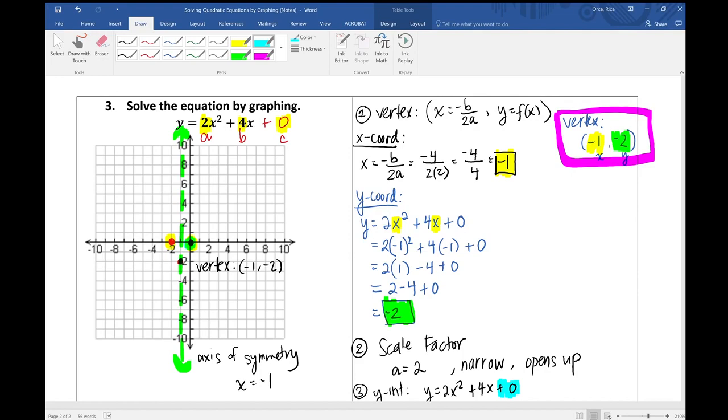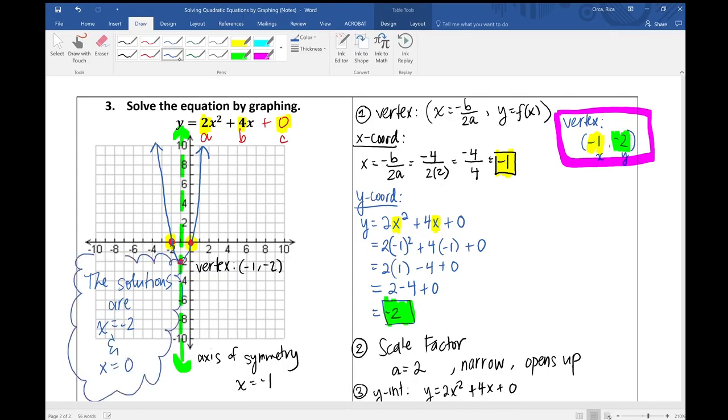So now let's draw the graph. The solutions are x equals negative 2 and x equals 0. And we don't have to make a table because our x-intercepts are on our x-axis.